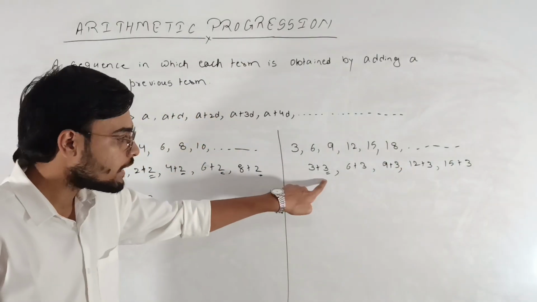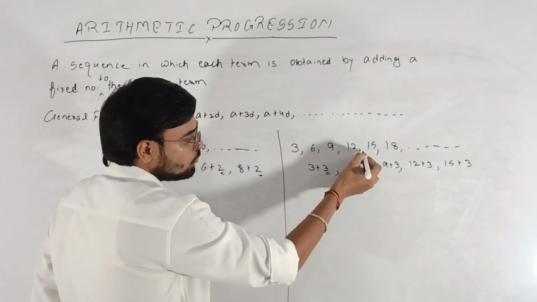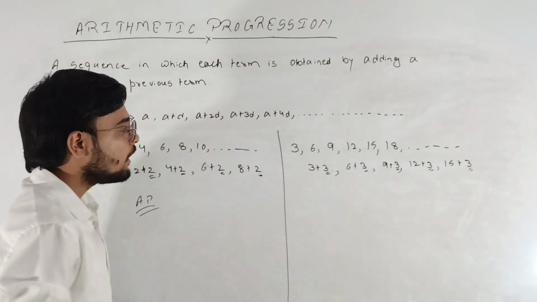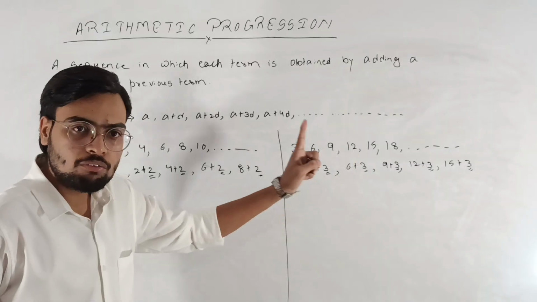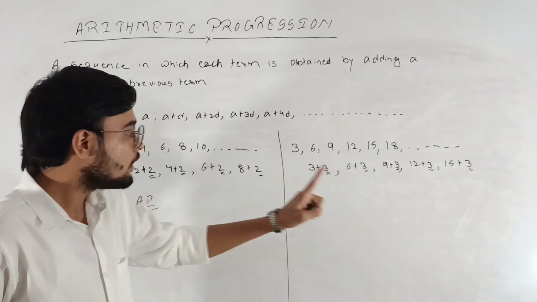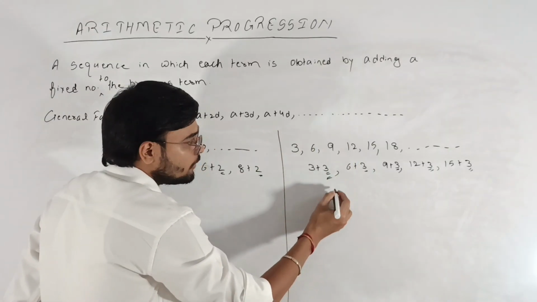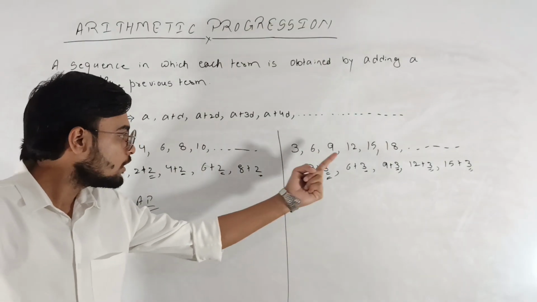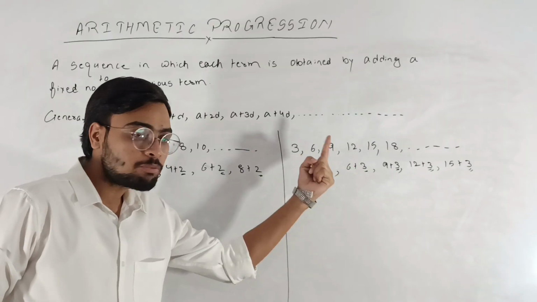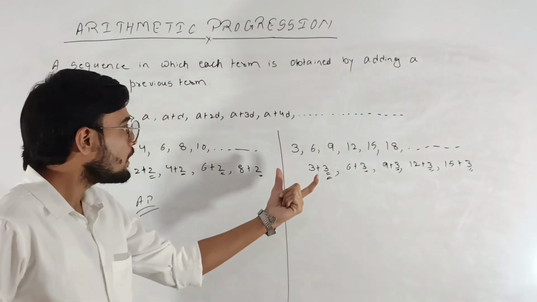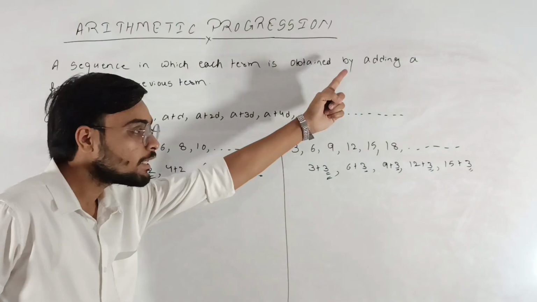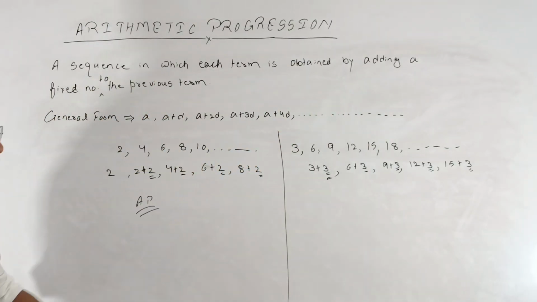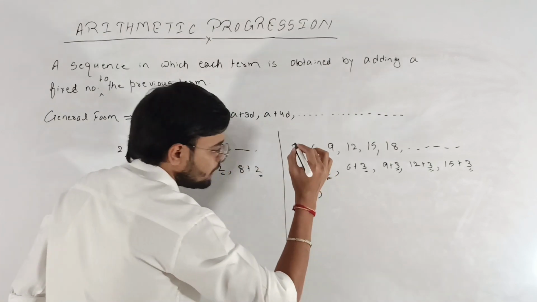Now look here, for 6 I add 3, for 9 I add 3, for 12 again I add 3, for 15 again 3, and for 18 again I add 3. So look here, this is a sequence which is obtained by adding a fixed term. In this sequence, the fixed term is 3, added to the previous term. For 6 I add 3 to the previous term, that is 3. For 12 I add 3 to the previous term of 12, that is 9. So a sequence in which each term is obtained by adding a fixed number to the previous term, this sequence is called AP. So again this sequence is AP.